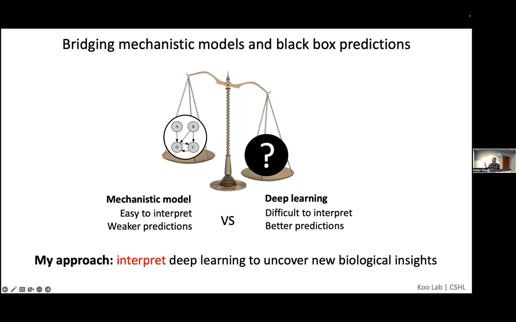When it comes down to it, you can't deny the impressive performance of deep learning in so many applications in biology, healthcare, and beyond. So there seems to be this trade-off between an easy-to-interpret mechanistic model that provides weaker predictions and a difficult-to-interpret deep learning model that provides better predictions. Now, my lab's research aims to bridge these two approaches. My philosophy is that we should embrace the powerful function approximation capabilities of deep learning to learn the relevant features and signals in these high-dimensional biological sequence datasets. Then we can interrogate what our models have learned to gain insights into the underlying biology. And this can also help us, in turn, develop more robust and accurate mechanistic models afterwards.